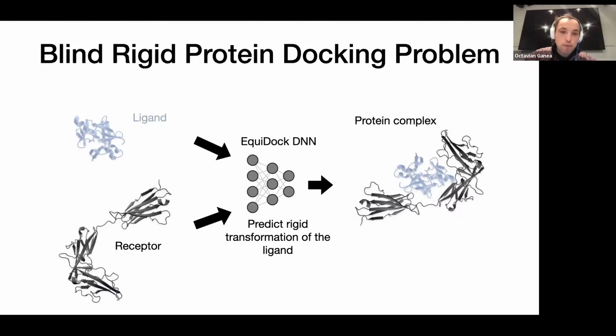So in this problem, we call it blind docking, because we don't take any assumption of the areas of where the two proteins are likely to interact. So the binding site.